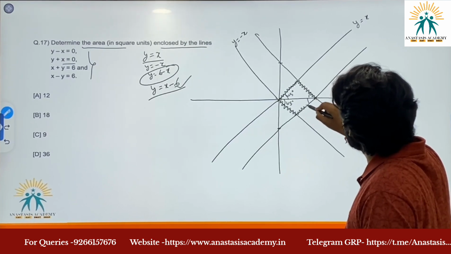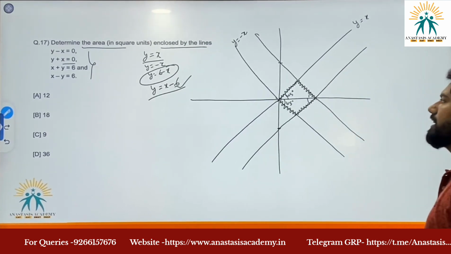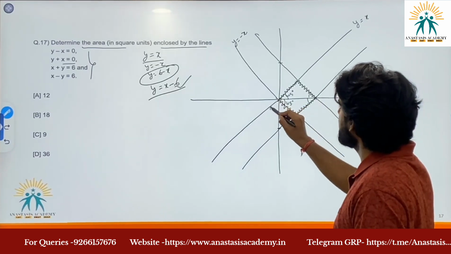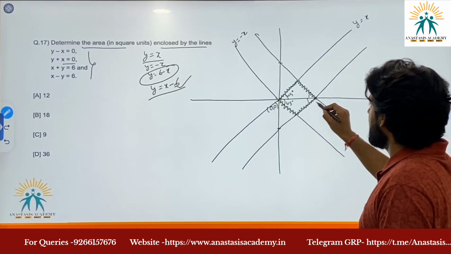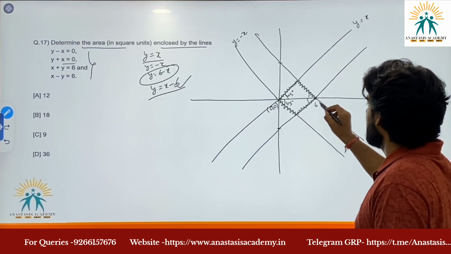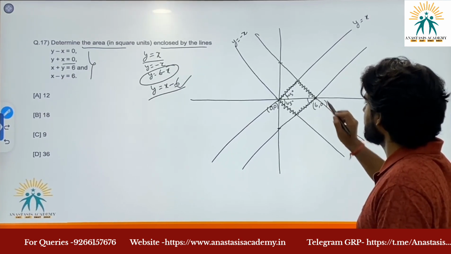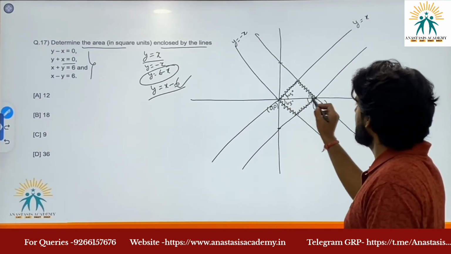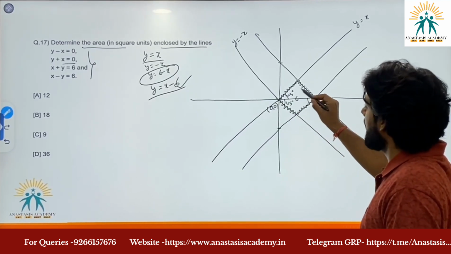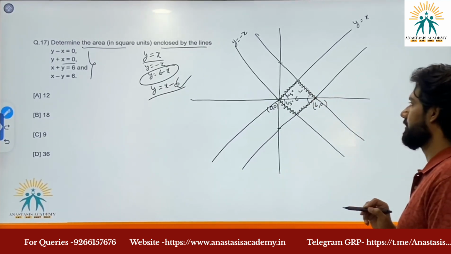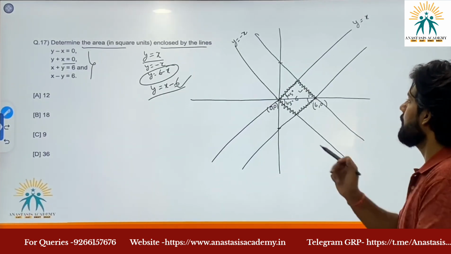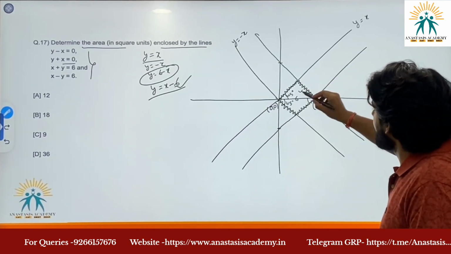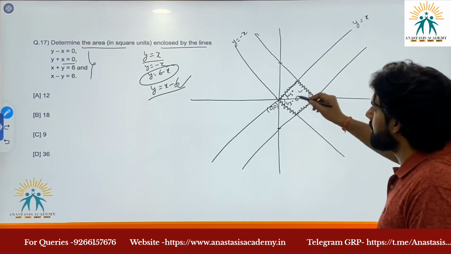This is technically a square. I need to find the area enclosed by this square. So I know this is the origin 0, 0. This line cuts x-axis at 6. This is 6, 0. Now I know this distance is 6. I am finding the area of this triangle, and I will multiply 2 to this area. So twice the area of this triangle will be the area enclosed.